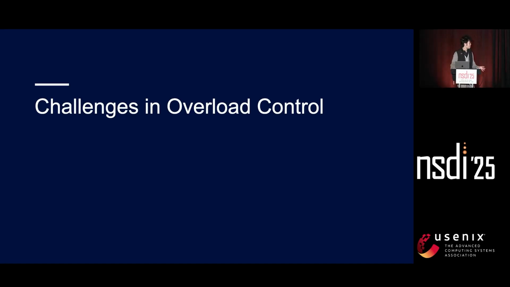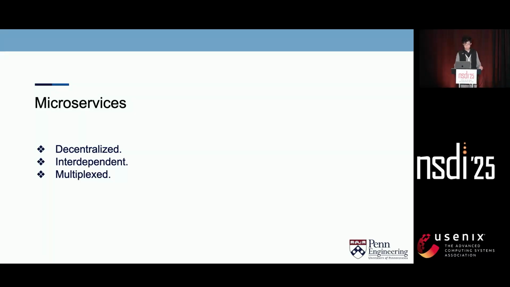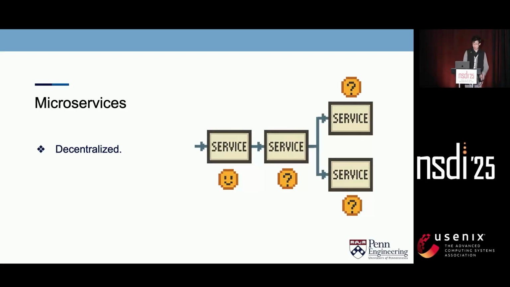It sounds easy, but actually it's not. I'm going to talk about the challenges, starting from three characteristics of microservices. First, decentralization. Microservices are decentralized, by which I mean each microservice only knows its own stuff and needs to make its own decisions. No single entity has visibility or ownership of all the other microservices in real time. And second, microservices are interdependent.